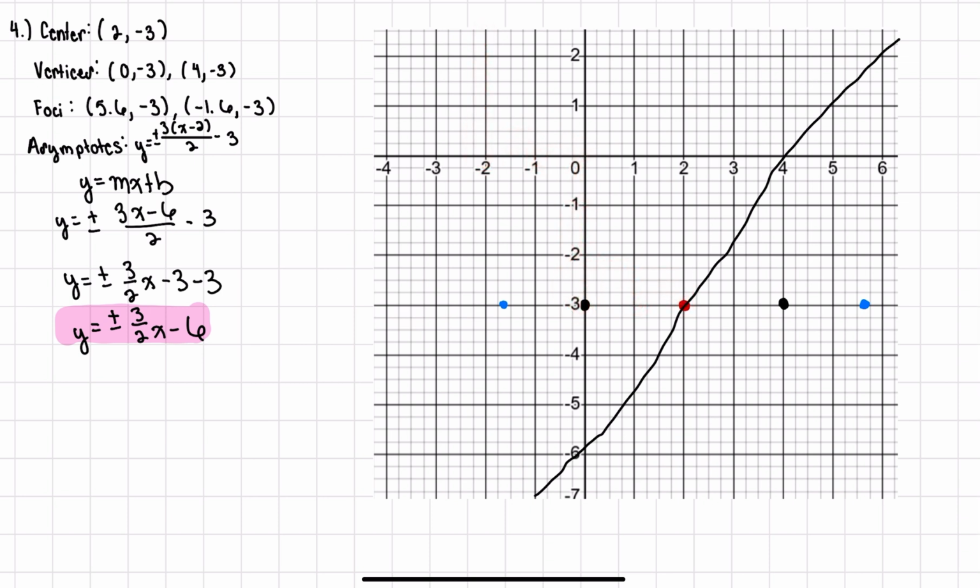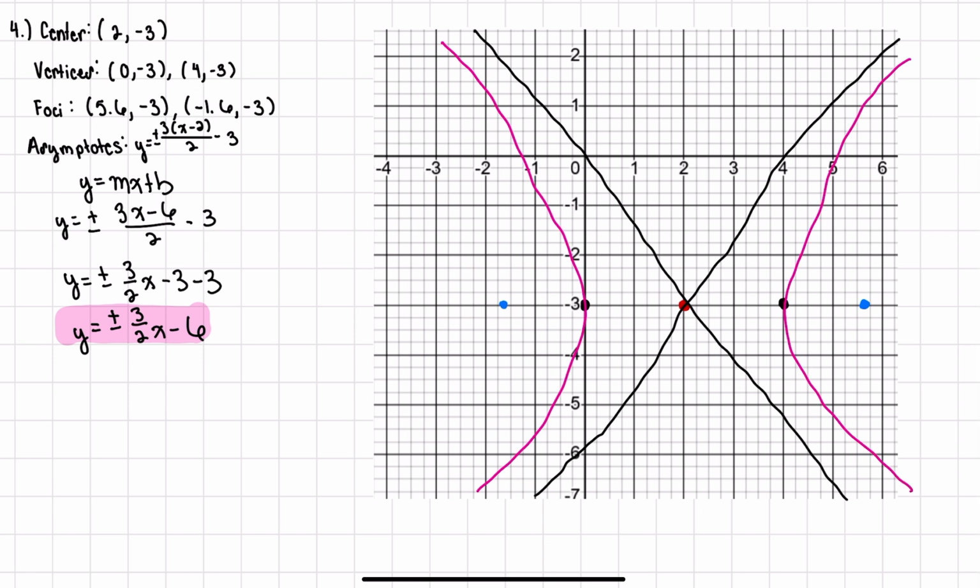Let's try to draw as straight of a line as possible. Those are our asymptotes. And then let's open up our vertices. And that is what our graph of a hyperbola should look like.